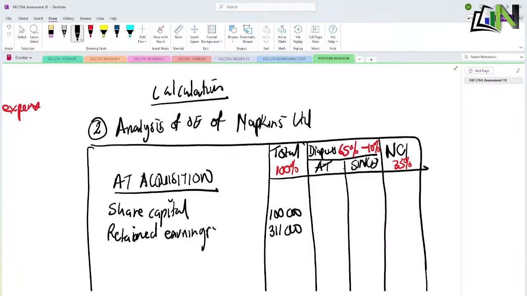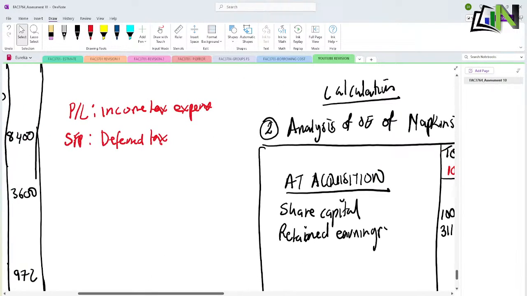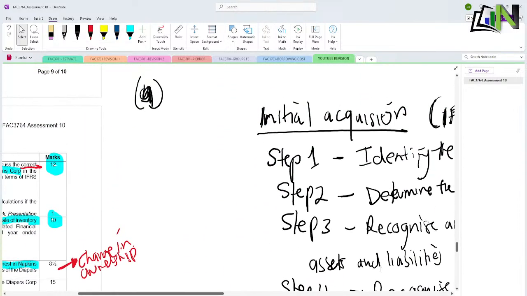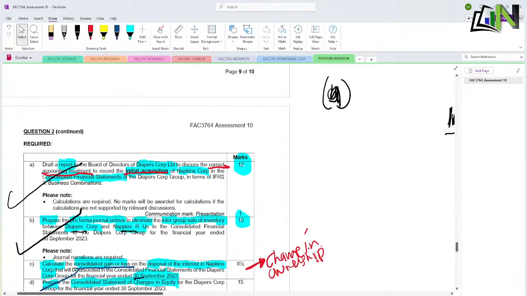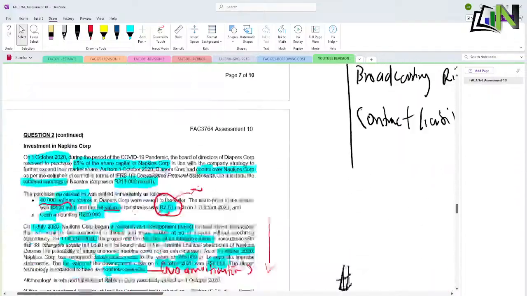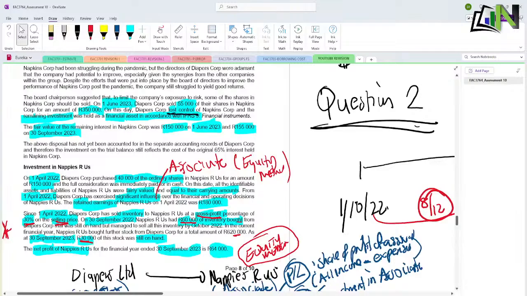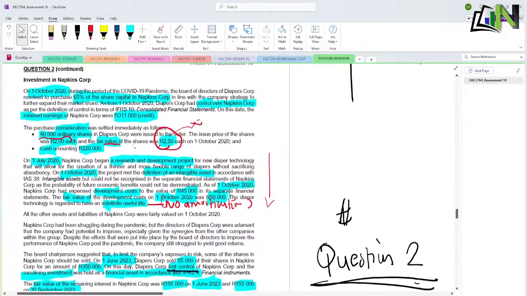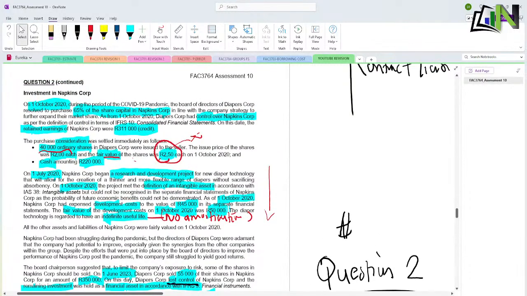Now remember, these were not the only items. There were other adjustments that we had to make to our equity, or to our net assets. So we're going to check out those adjustments again under Napkins, investment in Napkins. There we go. It gave us that, then it gave us the consideration. We're going to deal with the consideration just now.